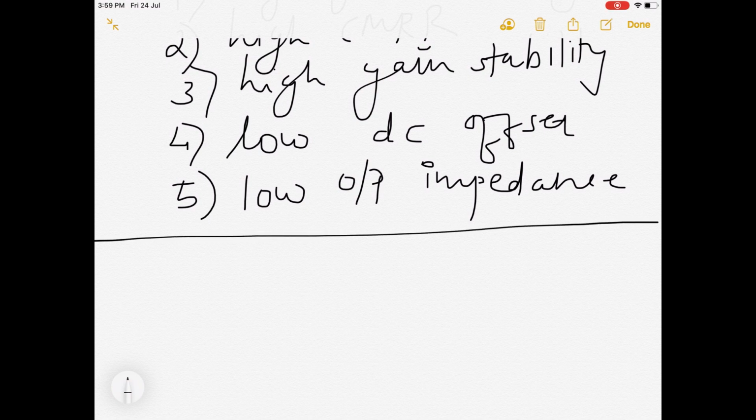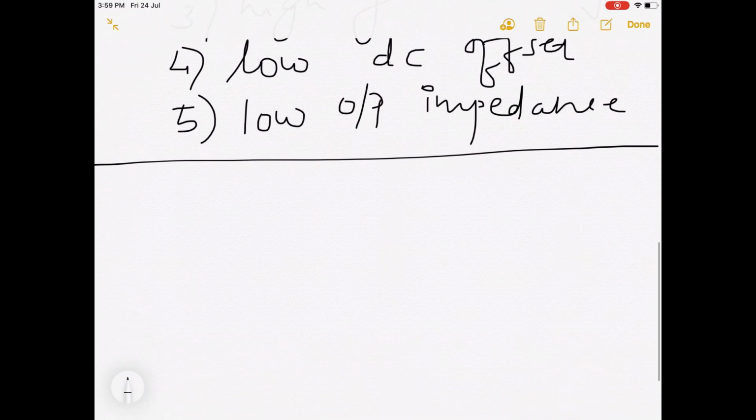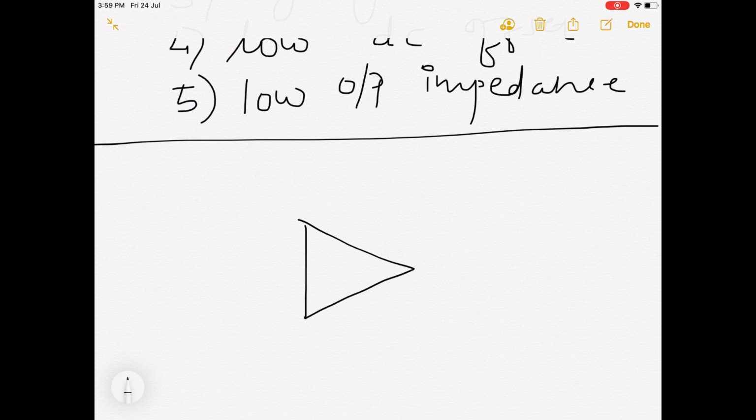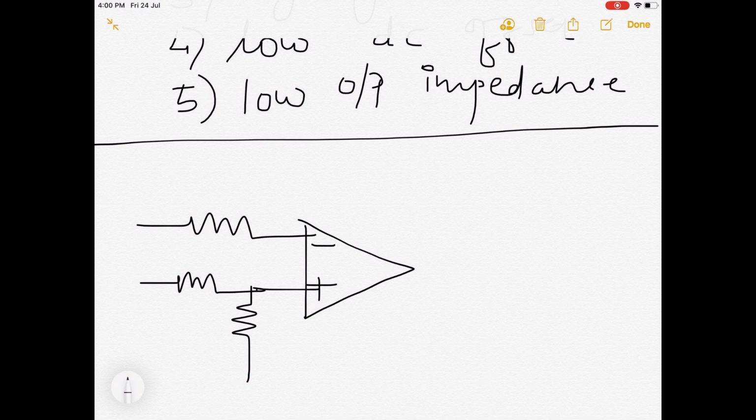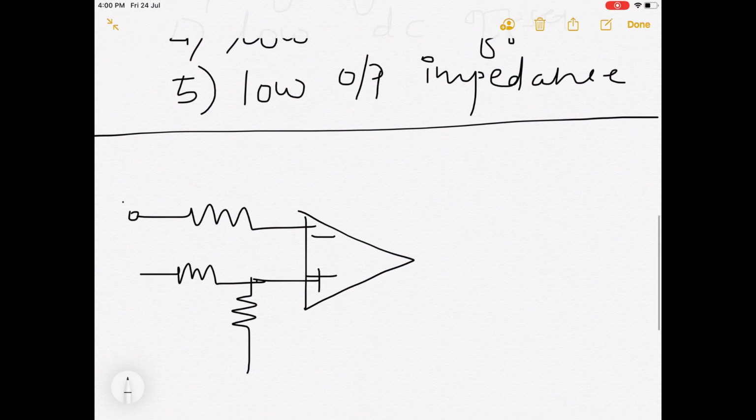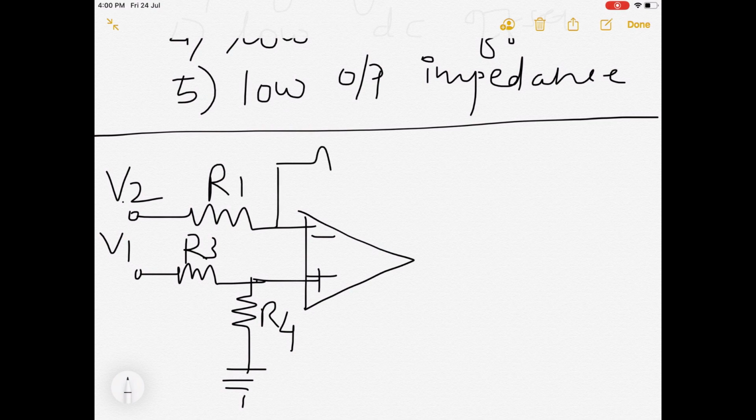Difference amplifier we have seen in previous videos. A difference amplifier is nothing but a subtractor. Okay. So, in the subtractor, again I am revising that diagram. Two inputs are applied at the inverting and non-inverting terminals. Suppose I am applying inputs through these resistors to the inverting and non-inverting terminals. At the inverting terminal there is V2, at the non-inverting terminal there is V1. Four resistors are used: R3, R4, R1 and then RF.